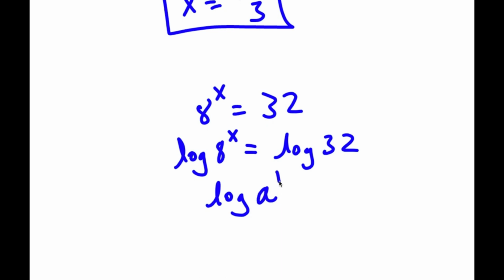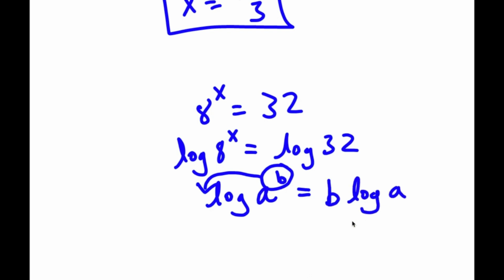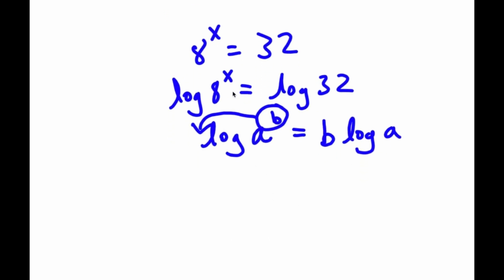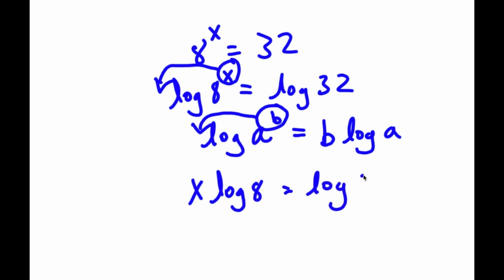a to the power of b, I can actually move this exponent b to the front of the logarithm. So this would actually equal b times log a. So log a to the power of x here, I can move my exponent x here to the front, so this is going to equal x times log 8. Now this is equal to log 32.